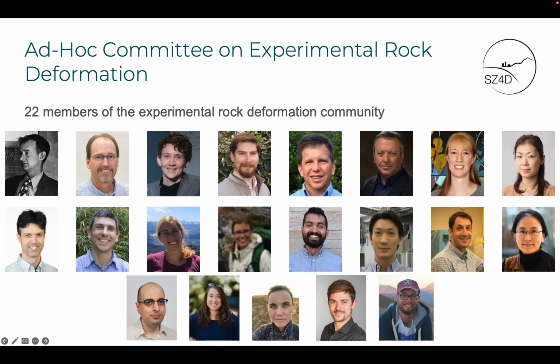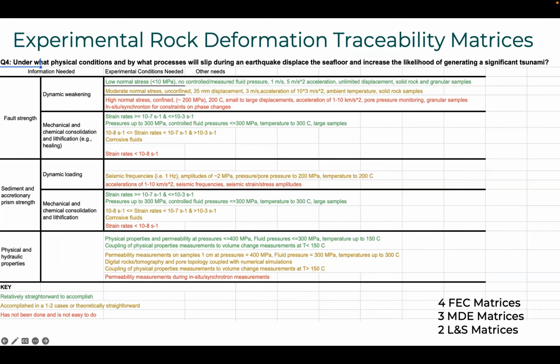Following that online workshop, a subgroup of experimental rock deformation folks met weekly over the course of the summer to, as you might imagine, or maybe not, develop traceability matrices. Yeah, we made 9 of them: 4 for FEC, 3 for MDE, and 2 for LNS. So these are experimentalists from across all 3 working groups.